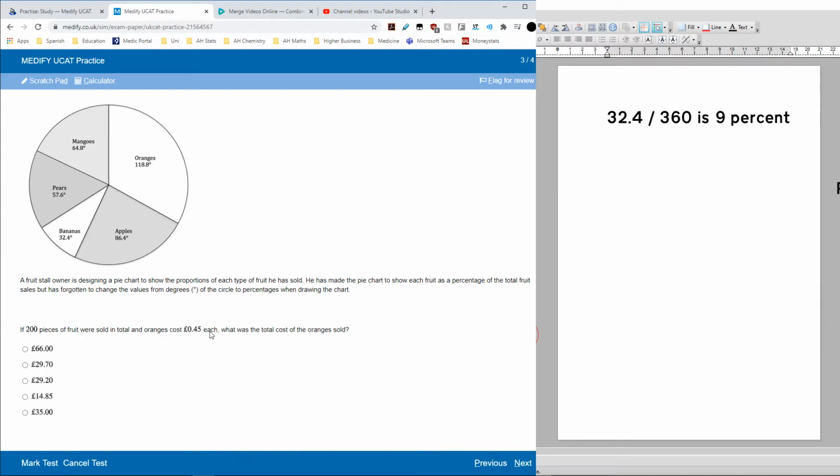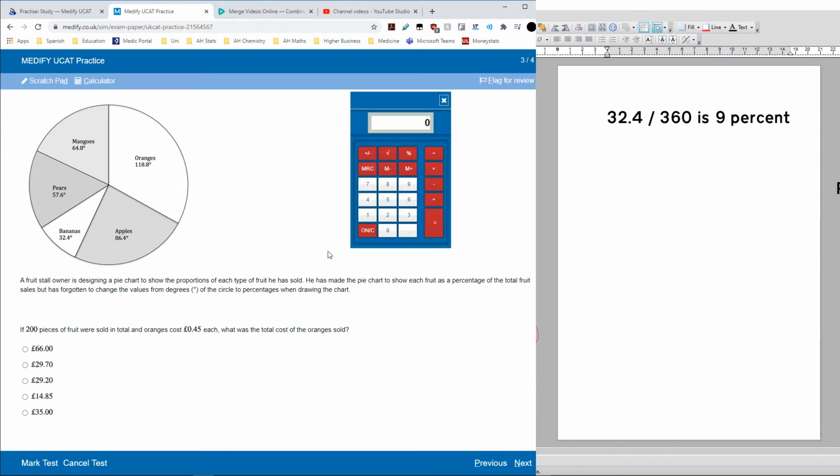200 pieces of fruit were sold in total. Oranges cost 0.45 each. What was the total cost of the oranges sold? Okay, now let's do the same thing again. Let's work out what percentage of the pieces of fruit sold were oranges. So 118.8 divided by 360, 33%. 33% were oranges. So we times it by 200. There are 66 oranges. Now if oranges cost 45p each, we'll times it by 45p, 29.7. So 29.7 pounds worth of oranges were sold.